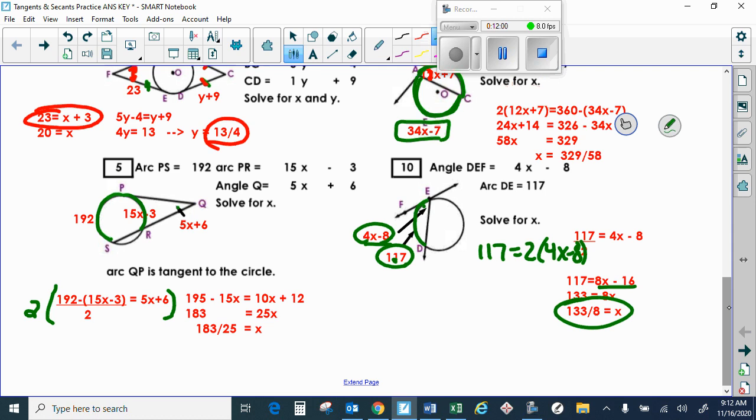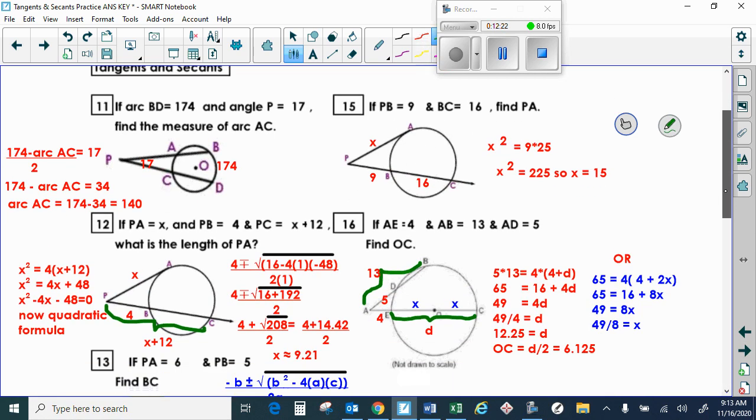First step I did is multiply the whole equation by 2. So again, these two cancel out here, but then I'm distributing the 2 over here, and I get the 10x plus 12. Okay, add the 15x across, 25x, subtract the 12 across, 183. Last step, divide by 25 on both sides. All right, back side now.